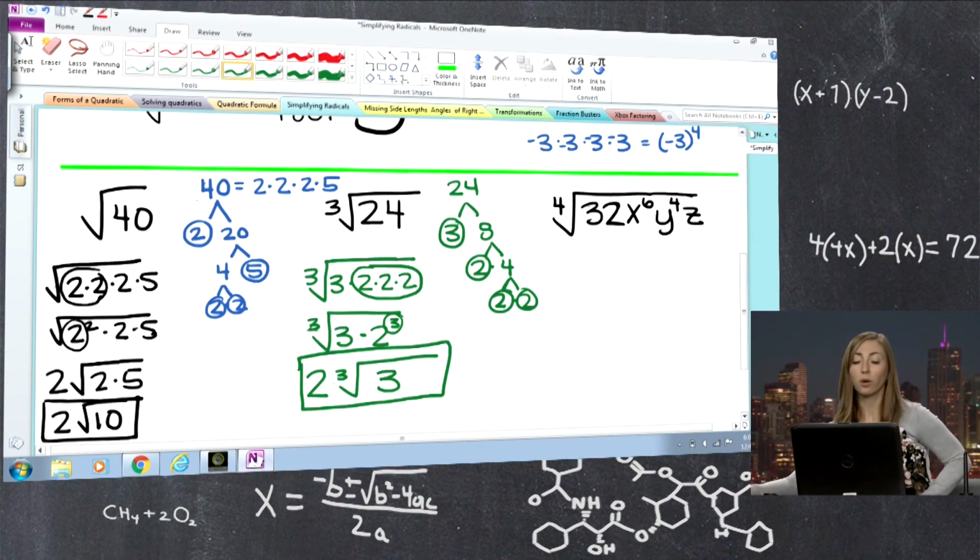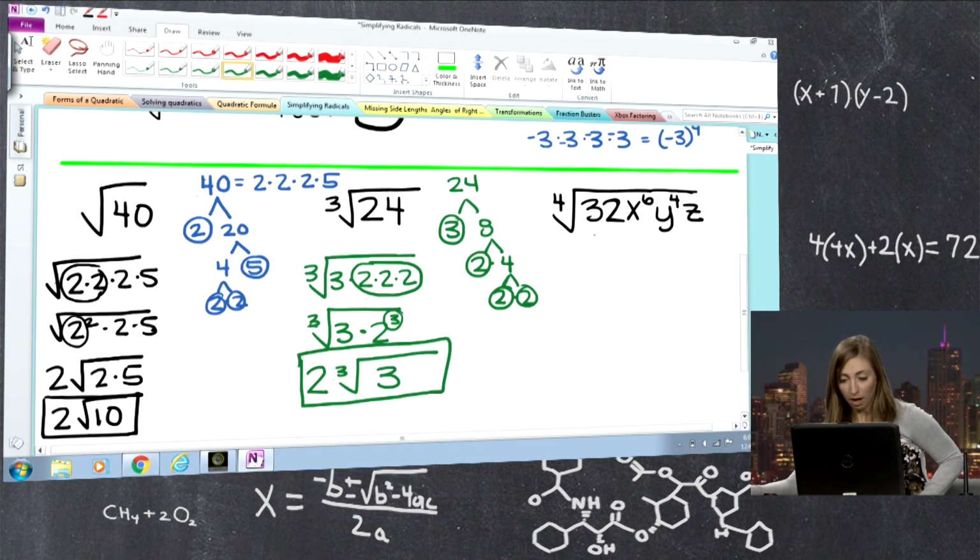This can also work with variables. If you look at the last example I have on the right here, we're still going to do the prime factorization of 32. Let me do this in a different color. Prime factorization of 32, so factor tree again. So we have 16 and 2, 8 and 2, 4 and 2, and then 2 and 2.